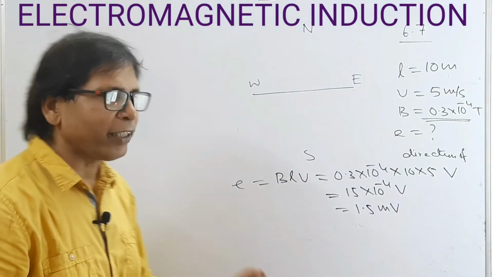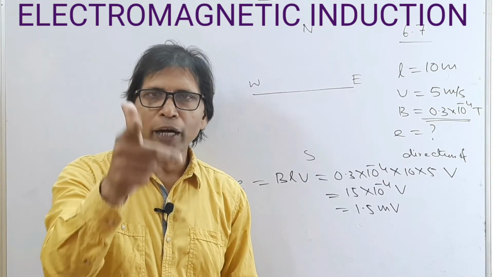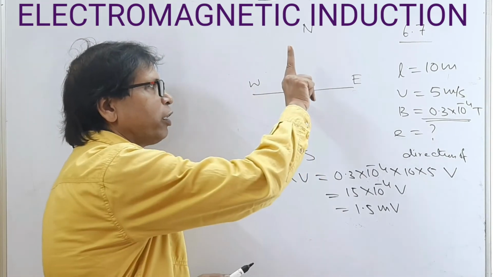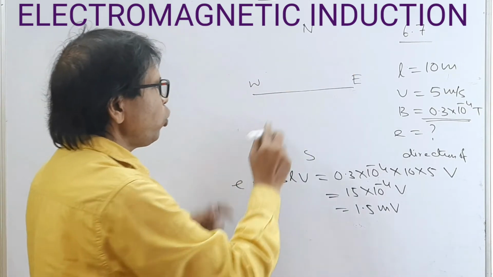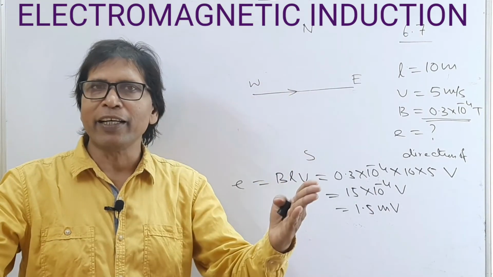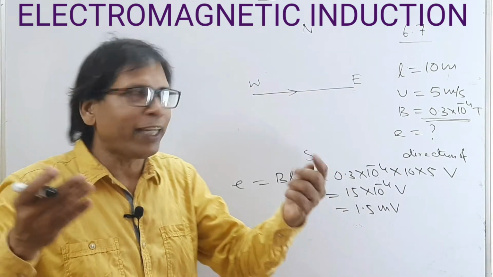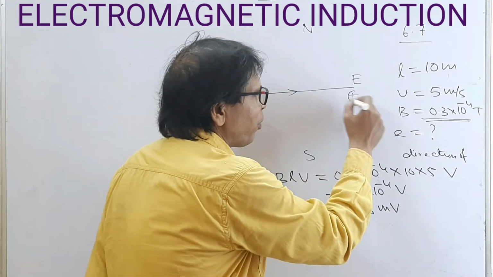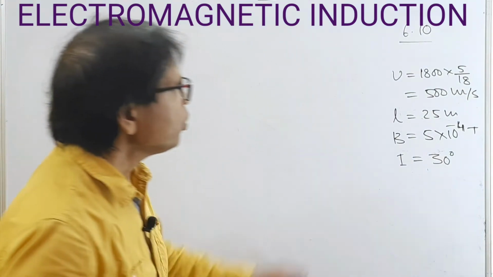Now what is the direction of induced EMF? Applying Fleming's right hand rule, this is the direction of magnetic field, this is the direction of falling, so this is the direction of induced EMF. So induced EMF is directed from this direction. This wire acts as a battery of EMF E, and inside the battery current flows from negative terminal to positive terminal. So this is the higher potential and this is the lower potential. Mind it.